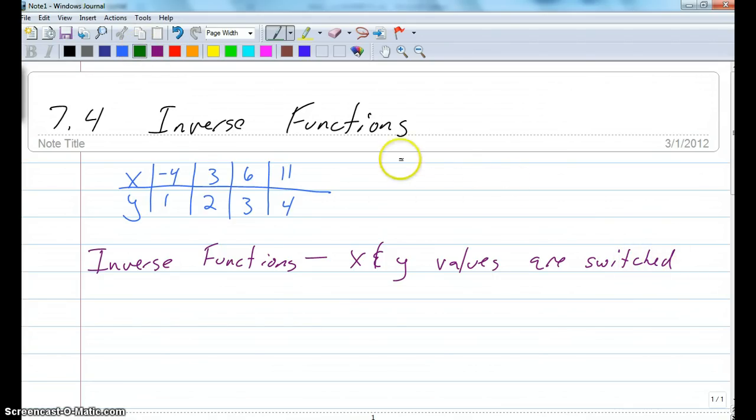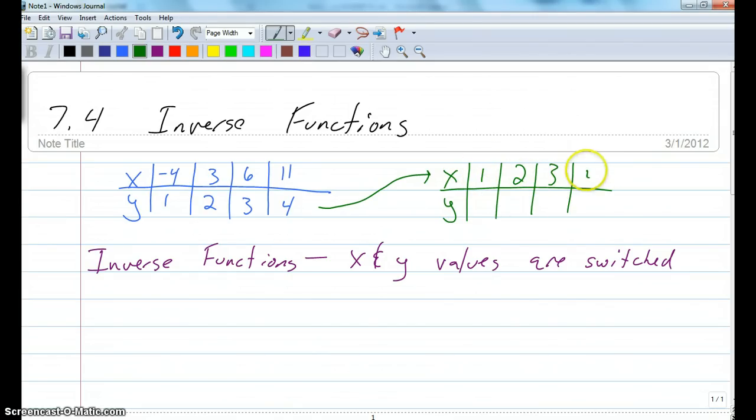So in the inverse of f of x, the new x values are going to be the y values. So x is now 1, 2, 3, 4, and the y values are the old x values, which are -4, 3, 6, and 11. Inverse function just means that the x and y values are switched. So, just to be clear, this is our function. This is our inverse function. X and y values got switched.